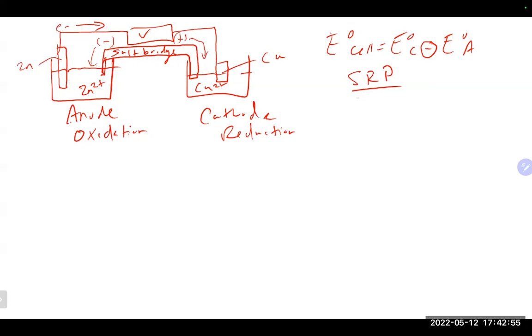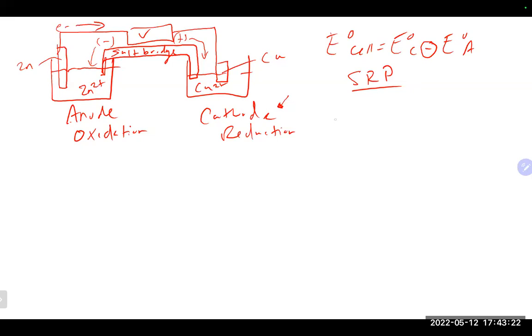We also talked about that in the lack of any information given to you in terms of how the reaction is taking place, it is the more positive SRP value that should be your cathode. And obviously the more negative value would be your anode in that particular case. You can as well add these together, but you would need to change the sign on the anode one yourself, and then you could add them together.